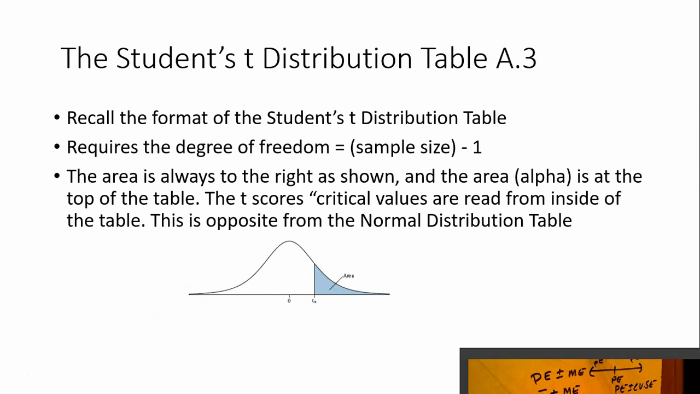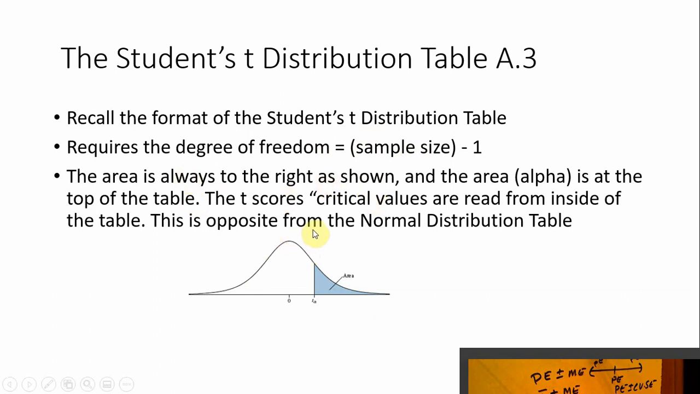So recall the format of the student's t-distribution table. That requires the degrees of freedom in there, as we'll see in just a second, but the degrees of freedom that we're going to use is always sample size minus 1. Other little difference, the area is always to the right as shown.